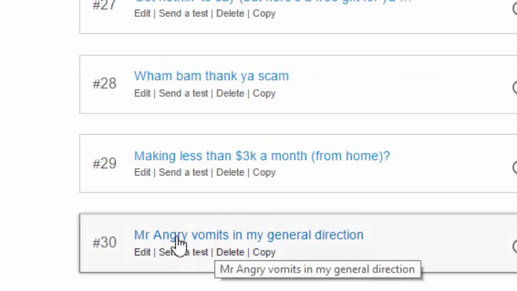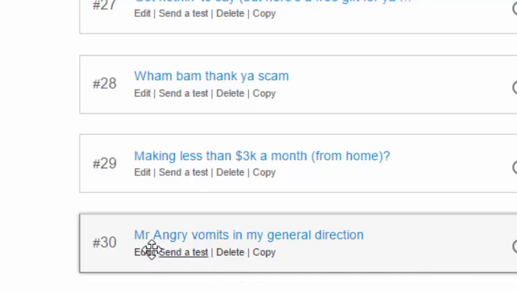Bit of provocation with this one: "Mr. Angry vomits in my general direction." But I think it's funny as well. What's that about? Oh, it's about some idiot that sent me a nasty email. So I decided to write about it because I couldn't care less about them. It just doesn't worry me. So I like to make fun of them.